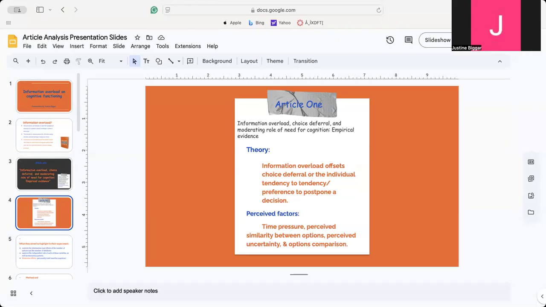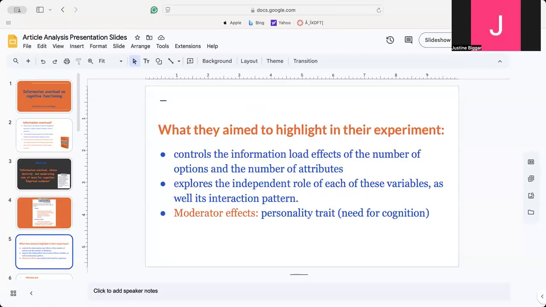Some perceived factors that they listed were time pressures, perceived similarity between options, perceived uncertainty, and option comparison. So, being under pressure can make you opt out from choosing any one thing at all, or if things are too similar to each other, it can make it hard to choose. And perceived uncertainty ties into that, as well as option comparison if they are too similar.